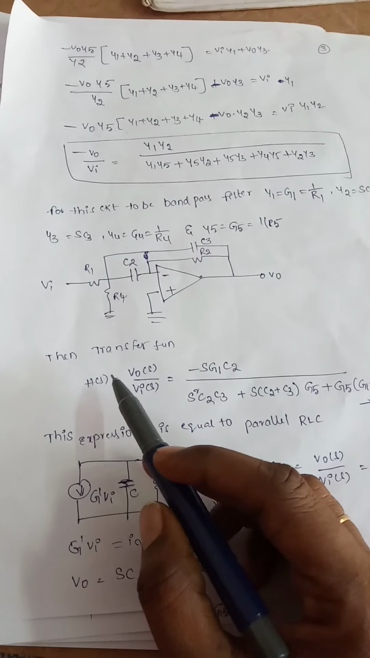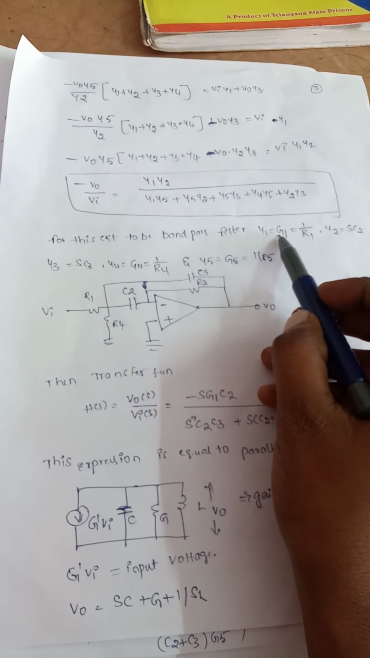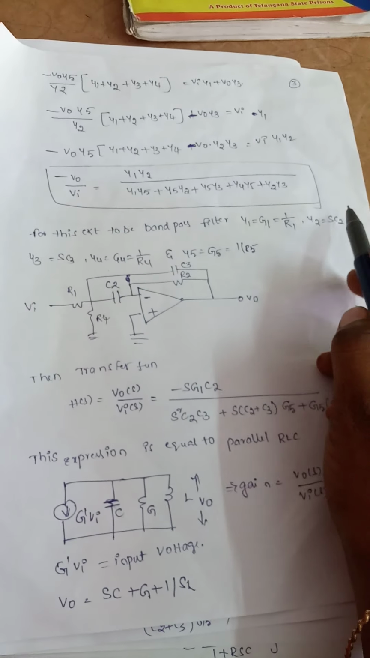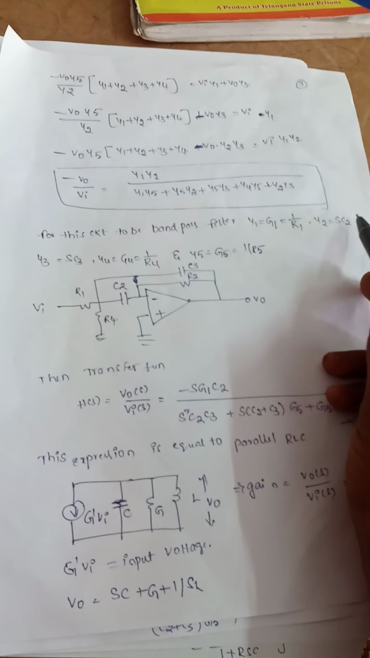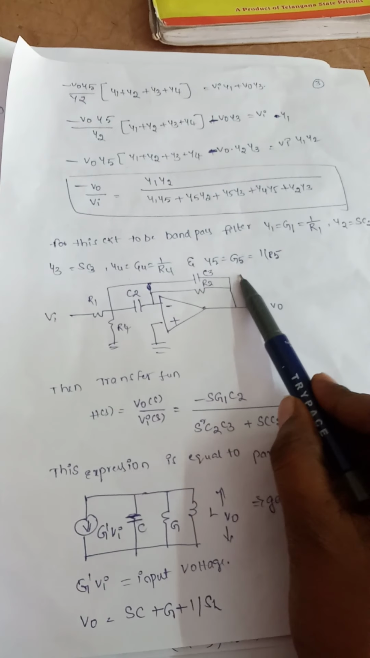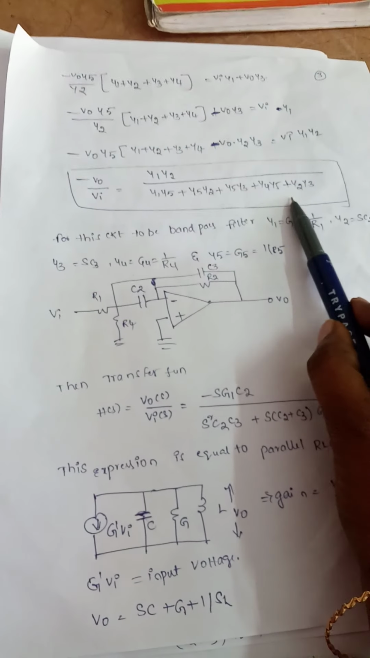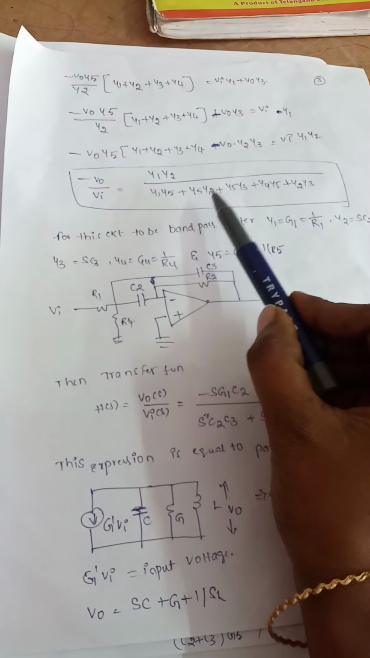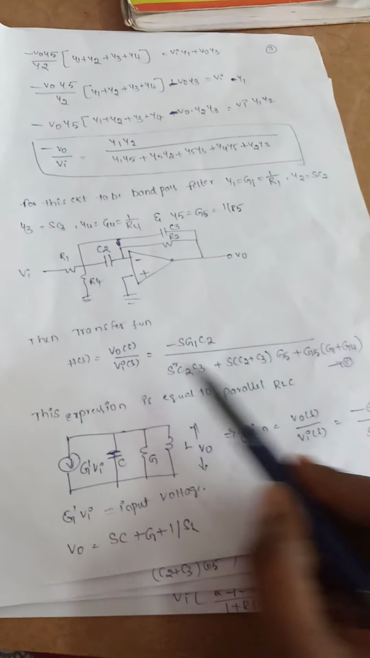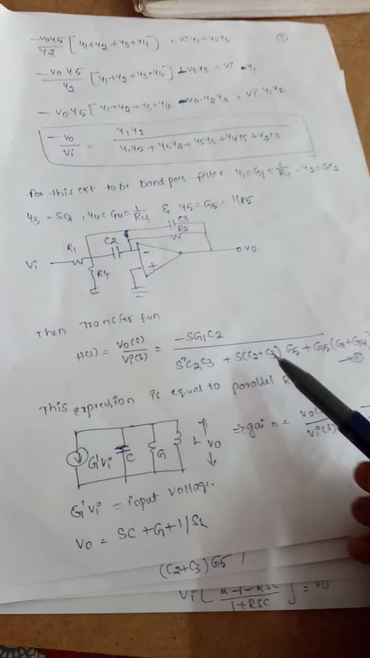And then for the transfer function, let Y1 equal G1, the admittance, that is 1 by R1. Y2 equals sC2, Y3 equals sC3, Y4 equals G4 equals 1 by R4, and Y5 equals G5 equals 1 by R5. All these values are substituted in the above transfer function, or gain function. Then H of s equals V naught of s by VI of s, which is equal to this equation, after substituting these values.